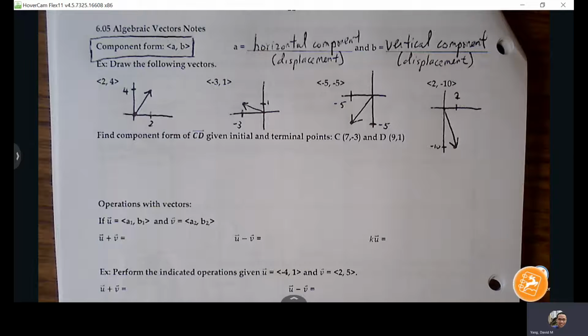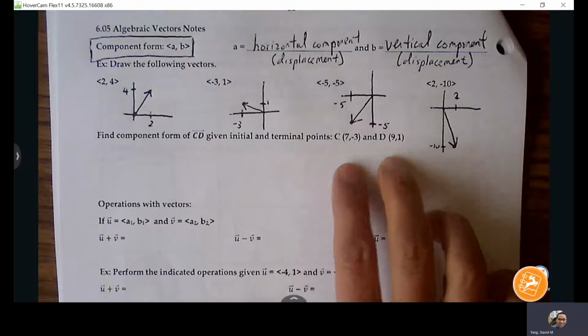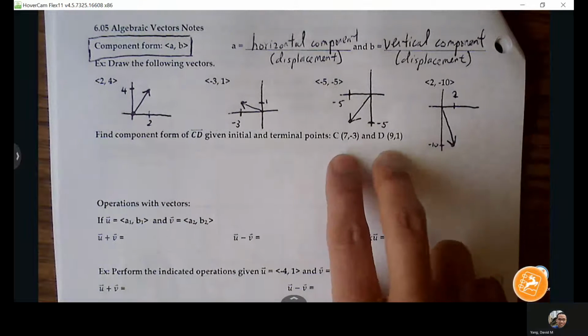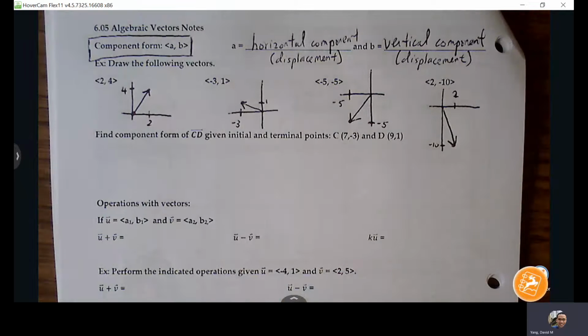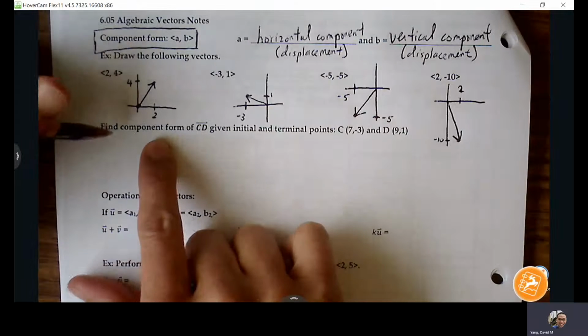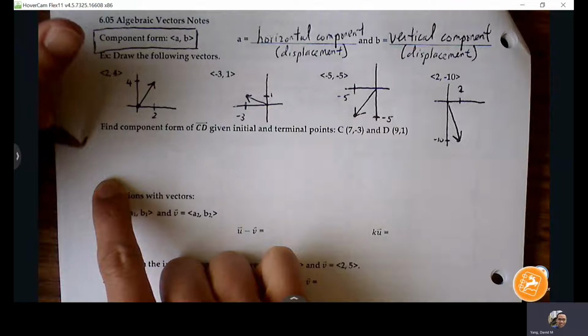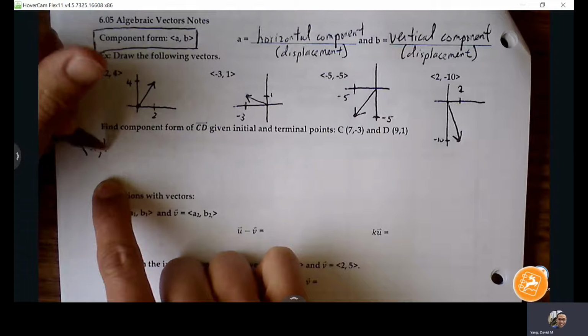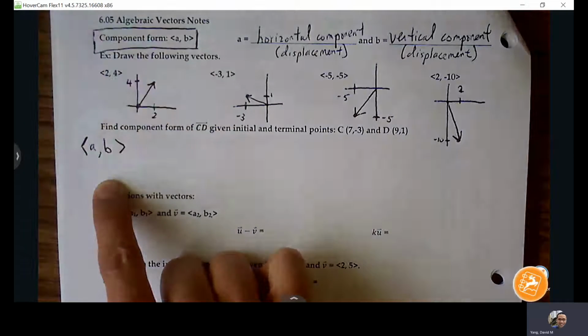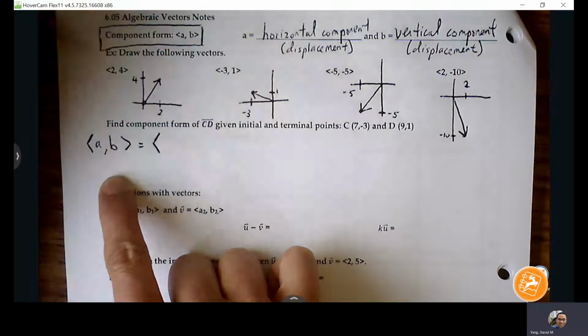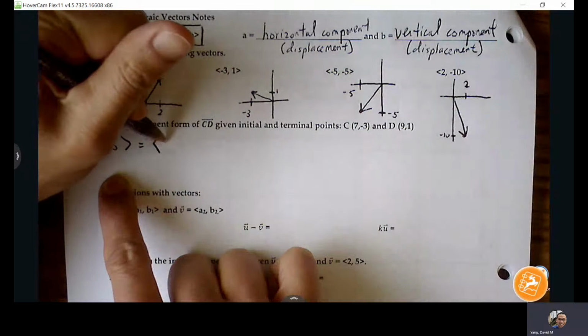Okay, so if we just had something in component form, we just have to count. But if they give you ordered pairs, you would have to build the component form using this formula rather than having to graph everything out. So here is how we can build component form given ordered pairs. If I want to find a vector in component form A, B, and I have ordered pairs to work with, I'm just going to subtract my x and y values.